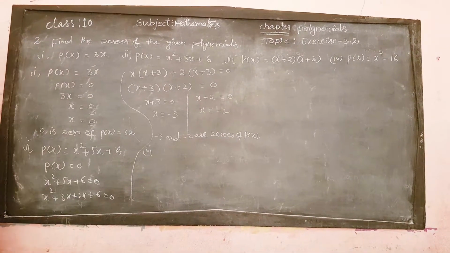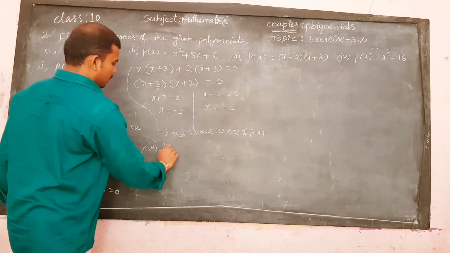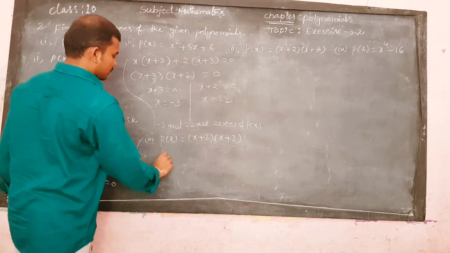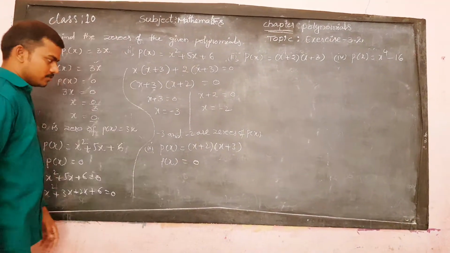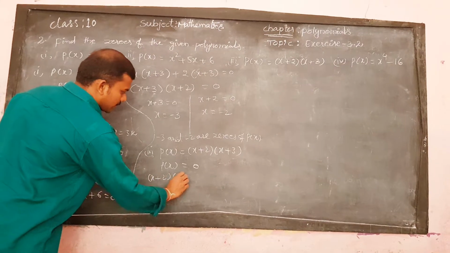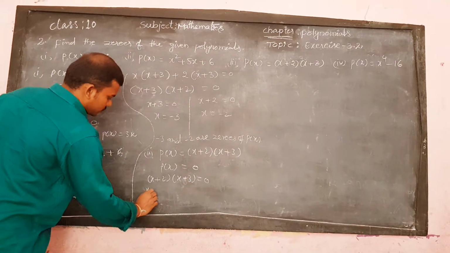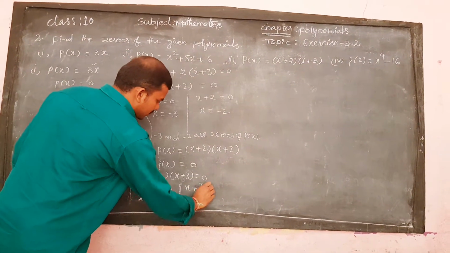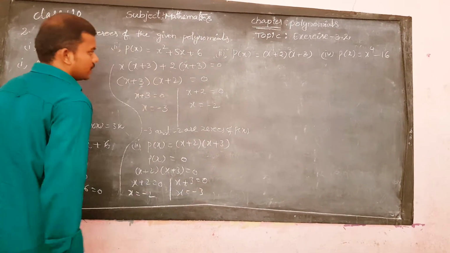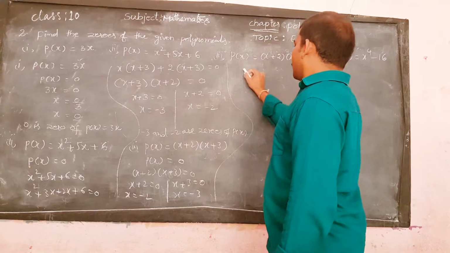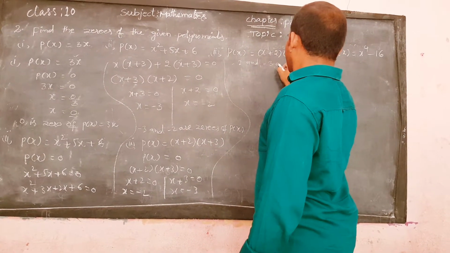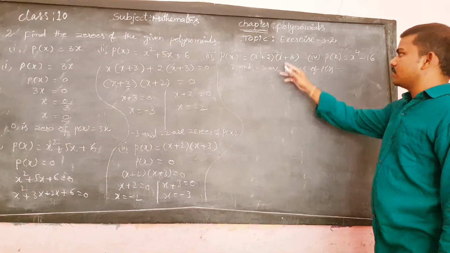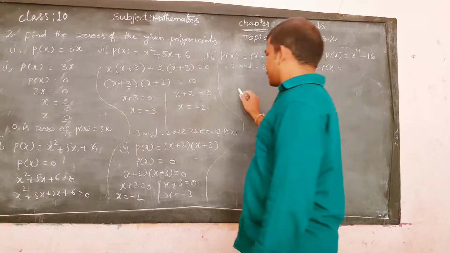Next, third question. p of x equals x plus 2 into x plus 3. The zero of the polynomial is where p of x equals 0, so x plus 2 into x plus 3 equals 0. Here x plus 2 equals 0, so x equals minus 2. x plus 3 equals 0, so x equals minus 3. So minus 2 and minus 3 are the zeros of p of x equals x plus 2 into x plus 3.